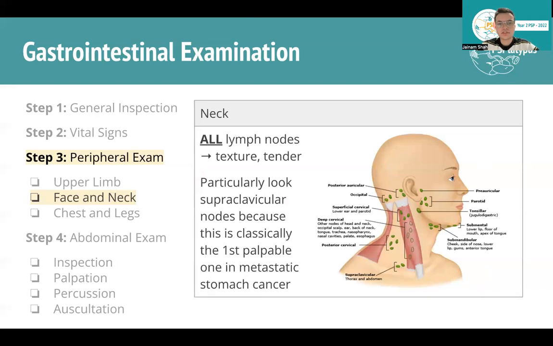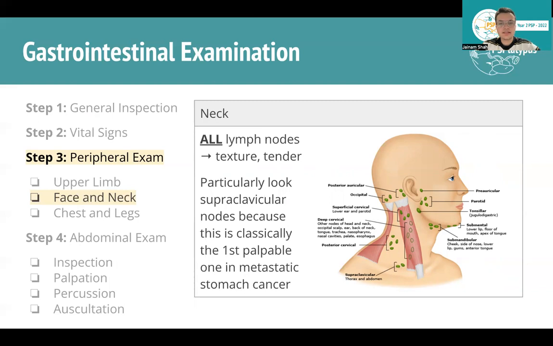In particular for gastro, though, you are looking at the supraclavicular lymph nodes, which are labeled at the bottom here, above the clavicle, as the name suggests. And the reason why these are important is because if you think back to the anatomy lecture that I gave, I would have posed the question about what is the first palpable lymph node when it comes to stomach cancer. This is the one.